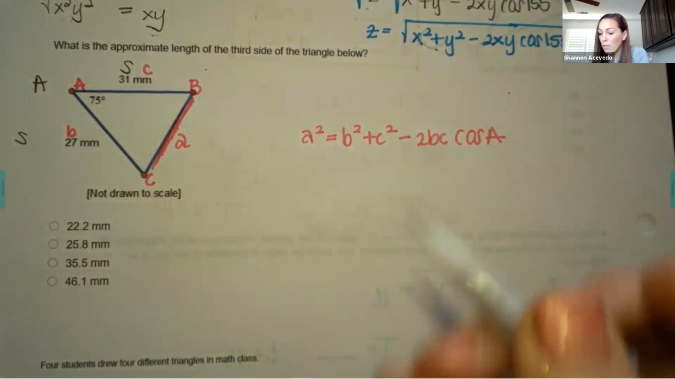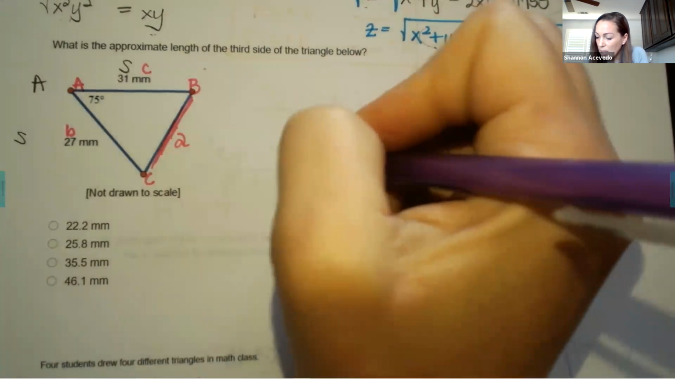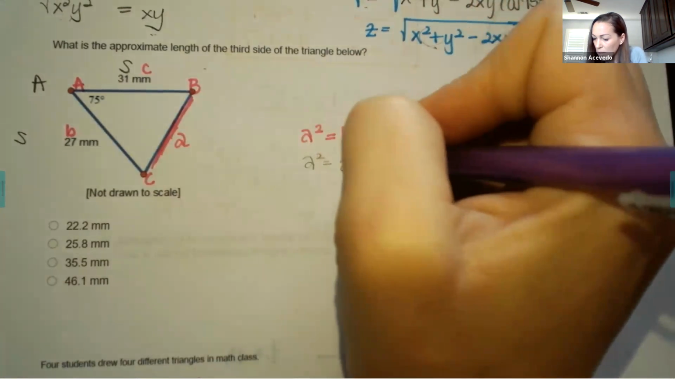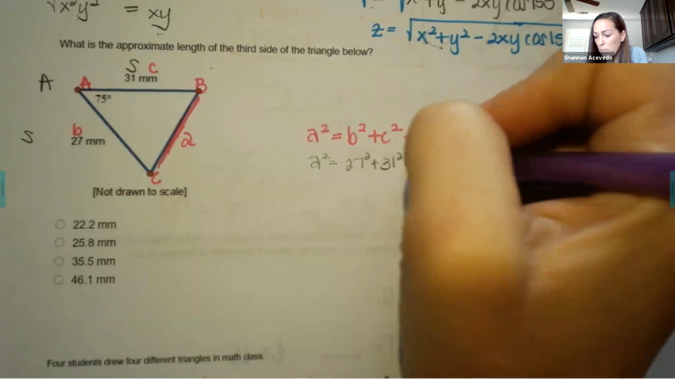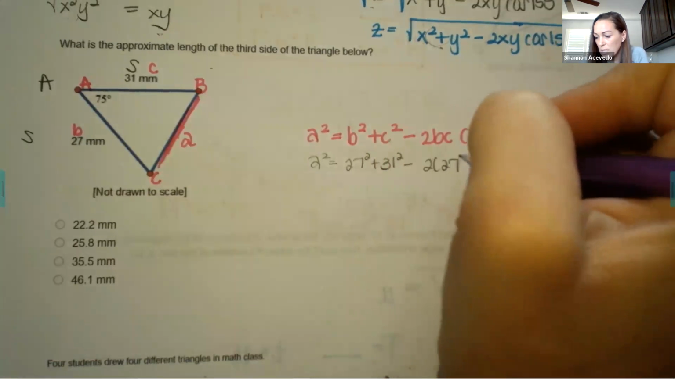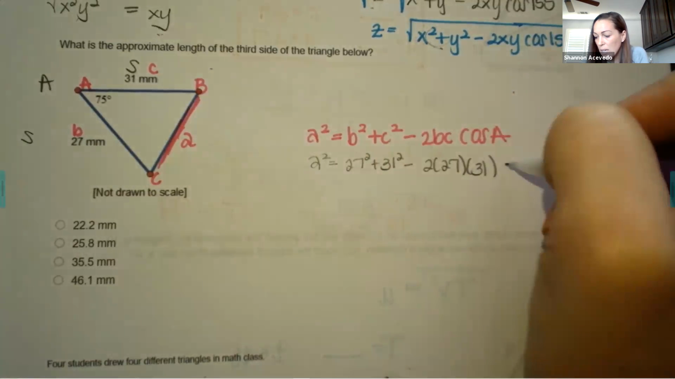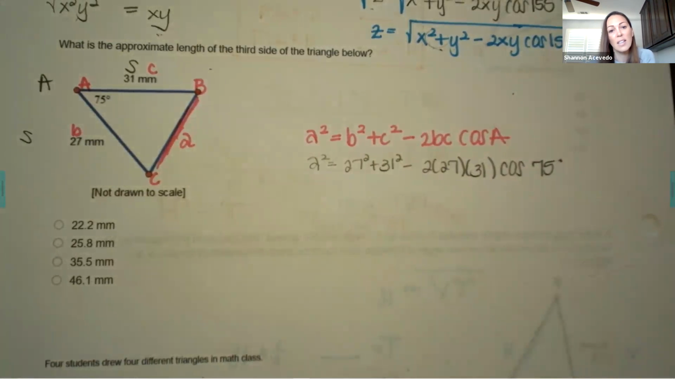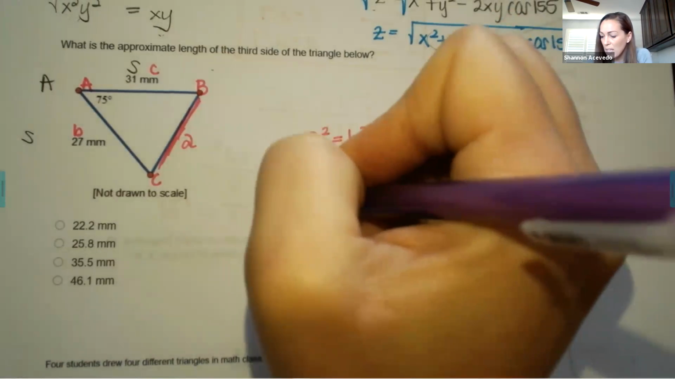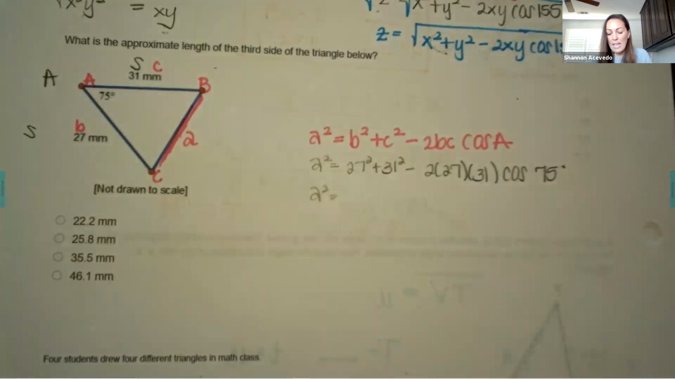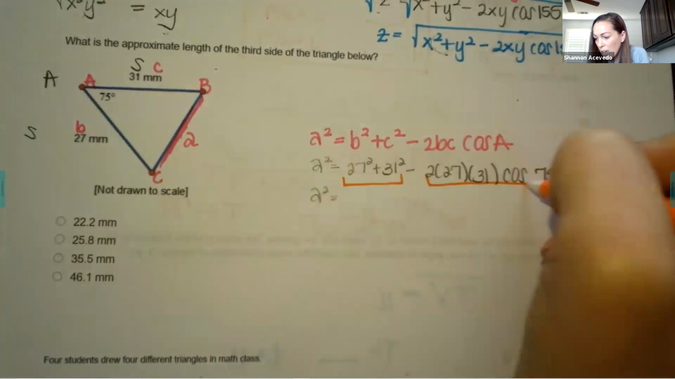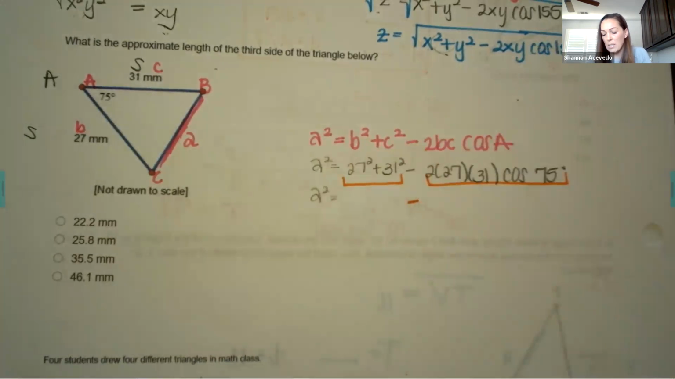I plug in all my information. A squared is equal to 27 squared plus 31 squared minus 2 times 27 times 31 times cosine of 75 degrees. So my A squared is equal to, again, I like to do these two pieces together, and then I do all this together with my minus in between.